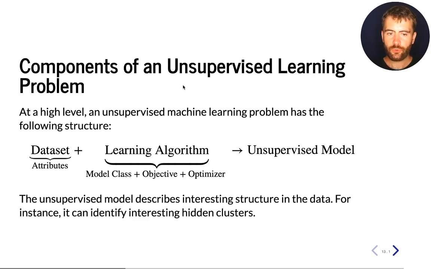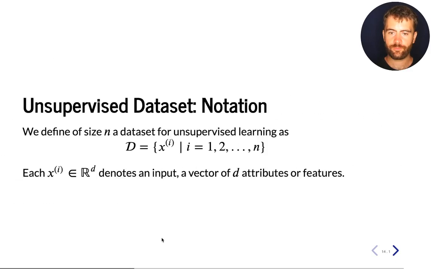And similarly to supervised learning, our data set will be characterized by attributes, and the learning algorithm will also consist of several components. It will consist of a model class, an objective that will rank whether a model class is a good fit to the data, and an optimizer which will choose a model within the model class, optimizing the objective. So this structure is really similar.